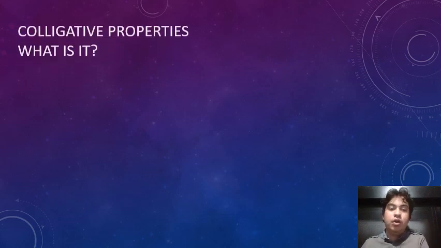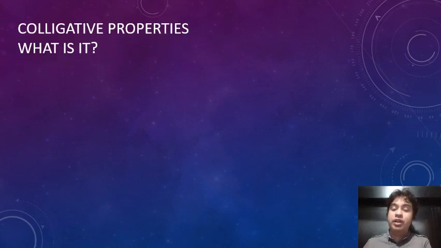Okay, people, we have started with colligative properties. What is it? The colligative properties are attributes of a solution which depend on the number of particles in a volume of the solvent. They are related to the concentration, not to the mass or the typical features of the solution particles.